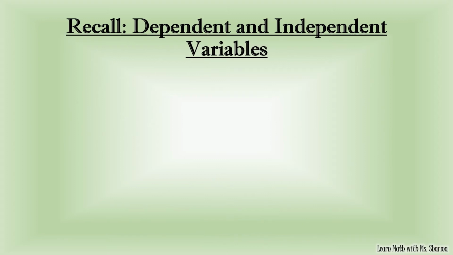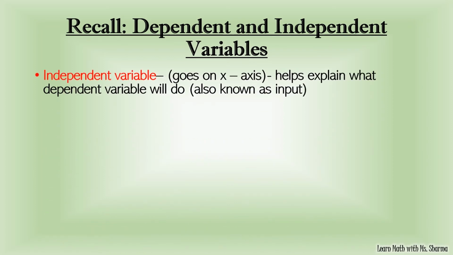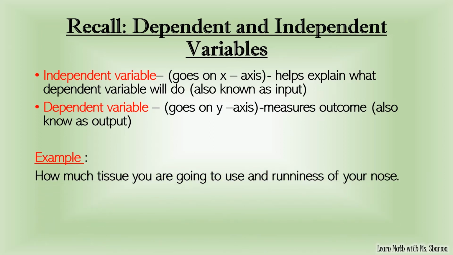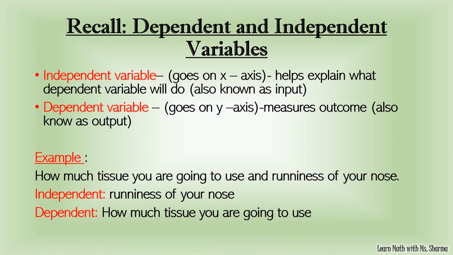Recall dependent and independent variables. The independent variable goes on the x-axis, also known as the input, and helps explain what the dependent variable will do. The dependent variable goes on the y-axis, also known as the output, and measures the outcome. Example: how much tissue you are going to use and the runniness of your nose. Independent is the runniness of your nose. Dependent is how much tissue you are going to use.